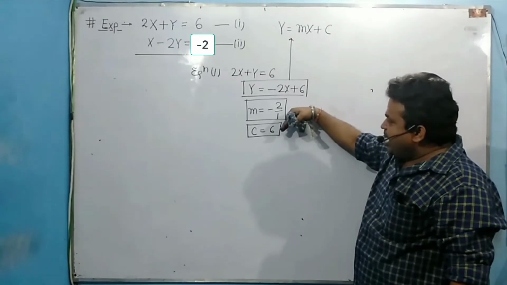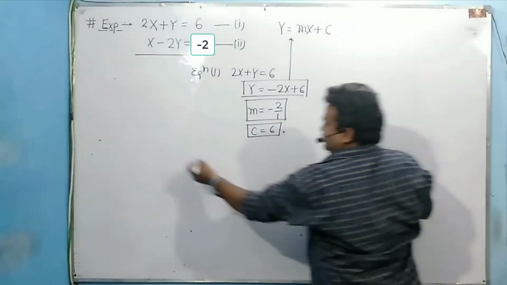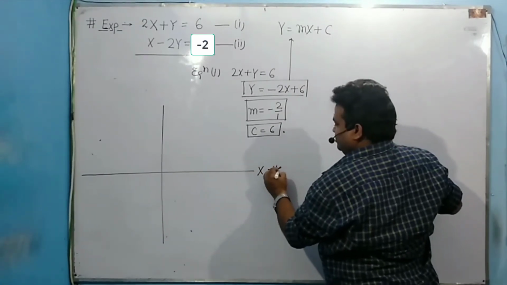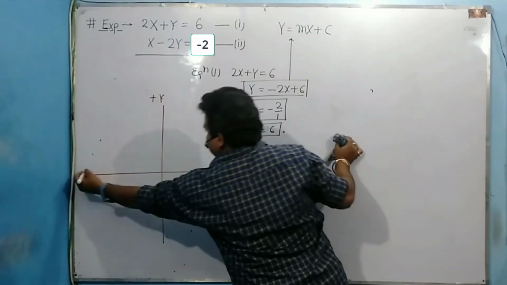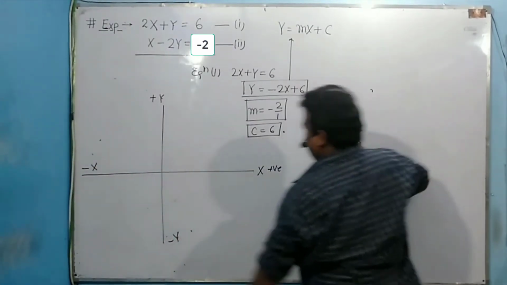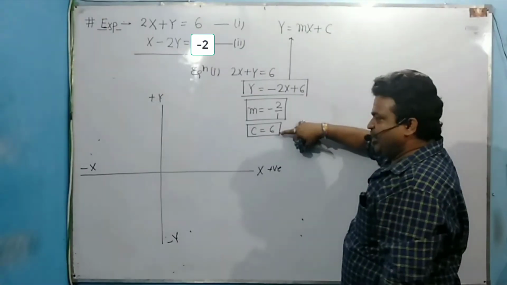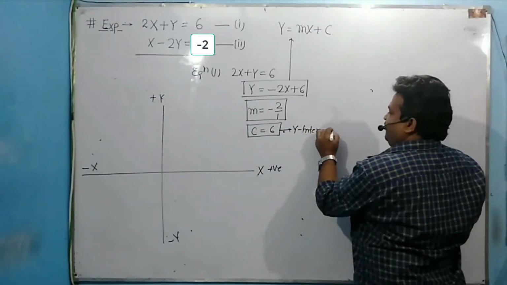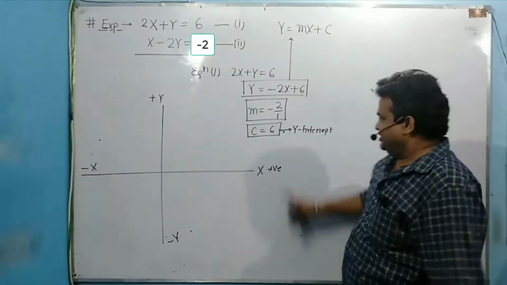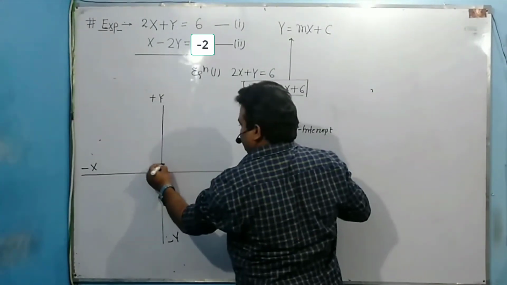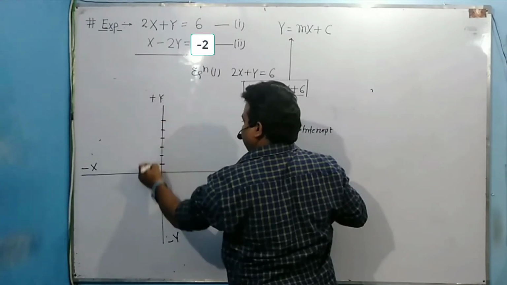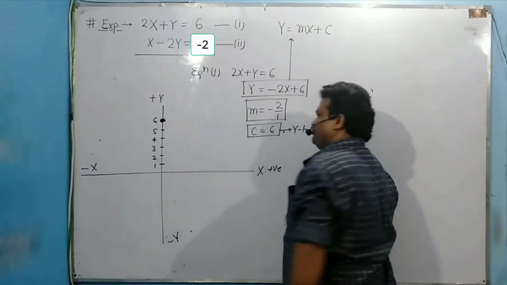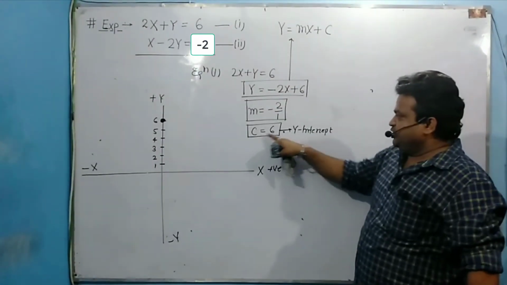Now I start with the c point. So this is my graph, right? This is the positive x-axis, this is positive y, this is the negative x-axis, and negative y. Now this is positive 6, the y-intercept, where my straight line cuts the y-axis: c equal to 6. So 1, 2, 3, 4, 5, 6. My line must pass through this point, c is equal to 6.